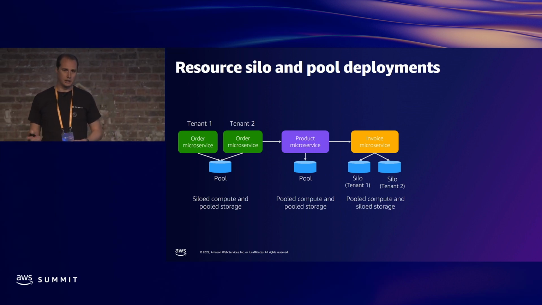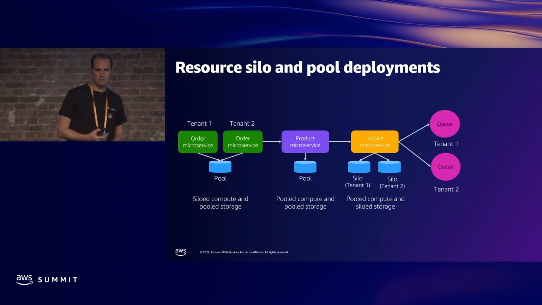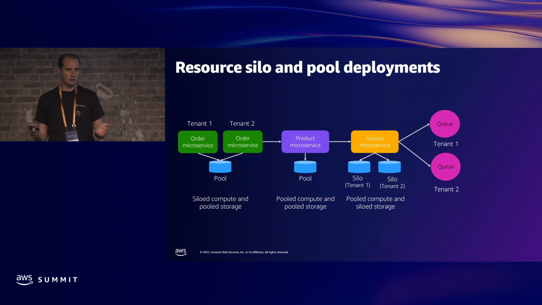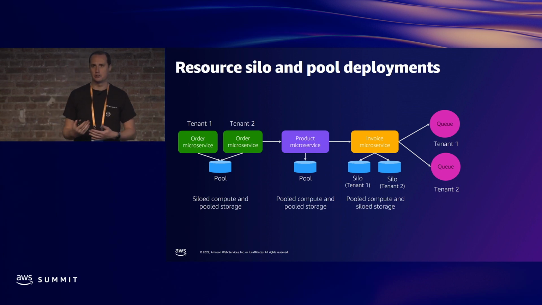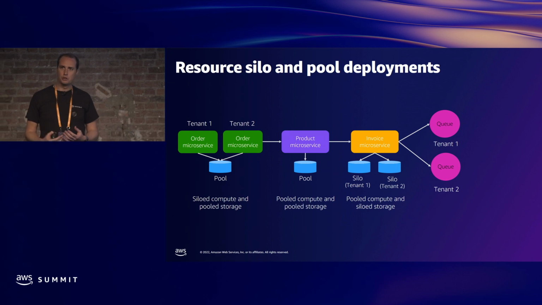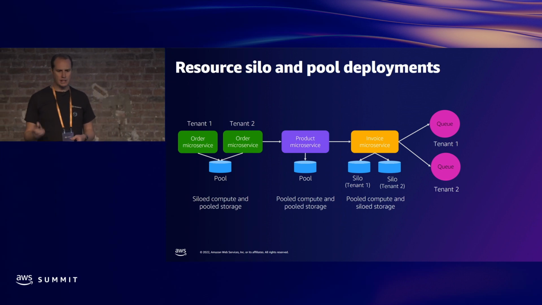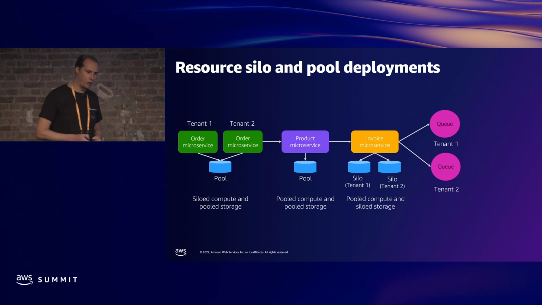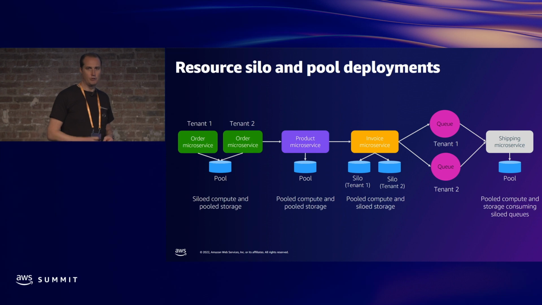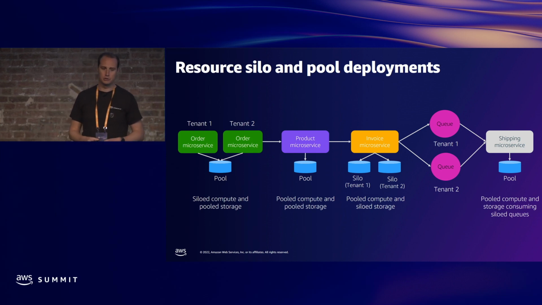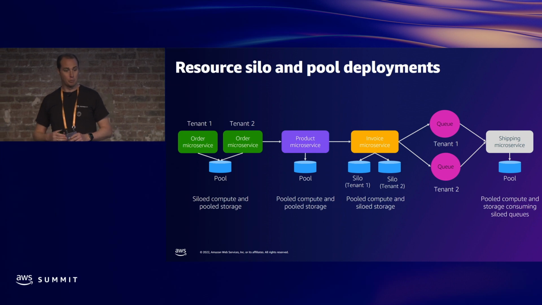And usually with event-driven applications, you have something called queues. With queues, you can create a queue per tenant, meaning that you can guarantee a certain throughput towards those tenants in terms of the messaging that they're sending out. But that doesn't mean that you always have to do a silo deployment for consuming those queues. You can also use a queued compute and a pooled storage.